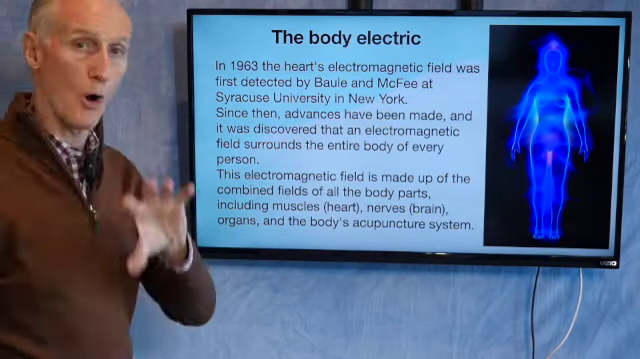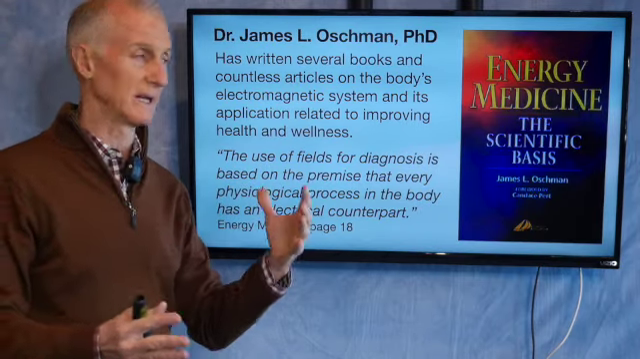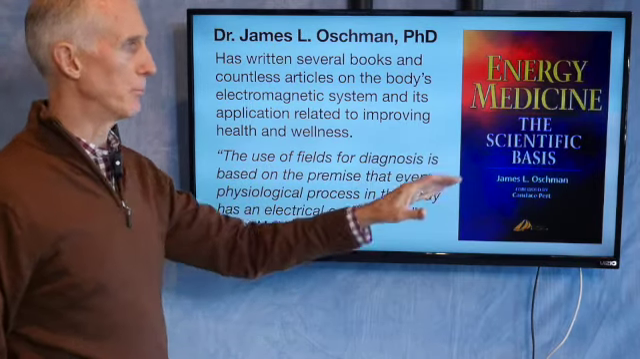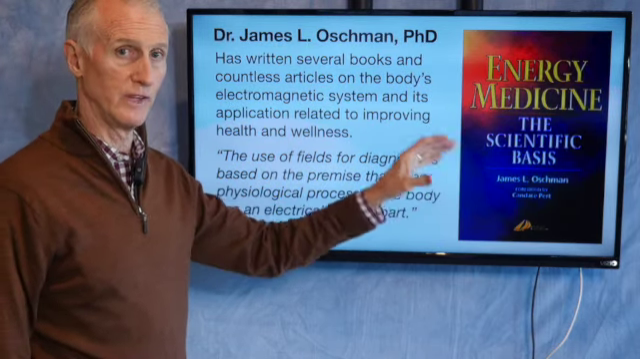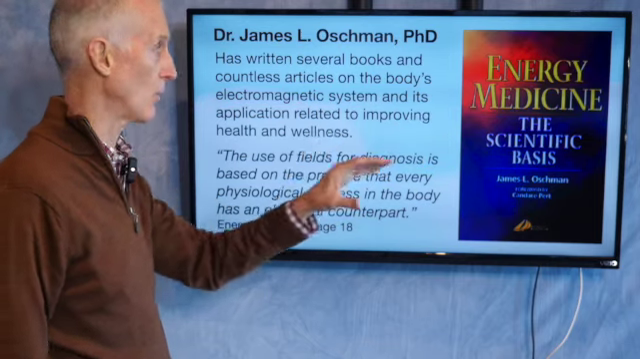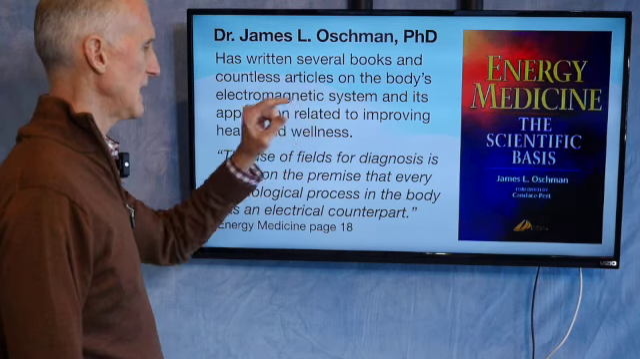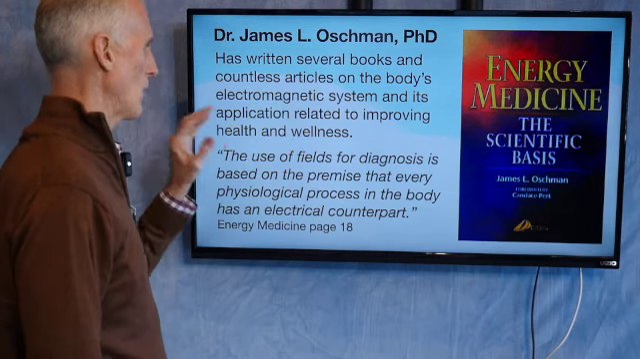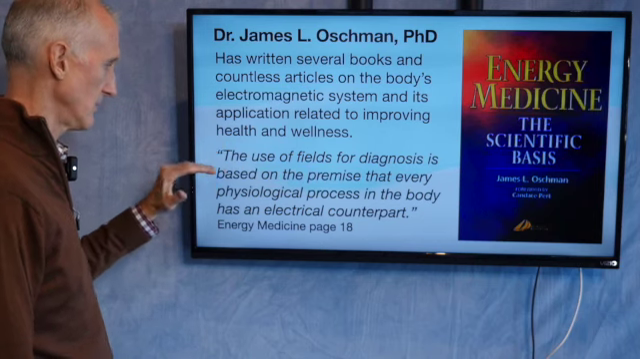It's made up of all the body parts combined together, and it's basically the acupuncture system of the body seen through electromagnetics. A really great book on this, and some of the studies that have been done that prove the electromagnetic field is there and how it works, were compiled in a book by Dr. Oshman. He has a PhD. He's written a number of books and a lot of articles, but this is a quote from his book, really a great book, and an easy read too. It has lots of studies in it, but it's very easy to read.